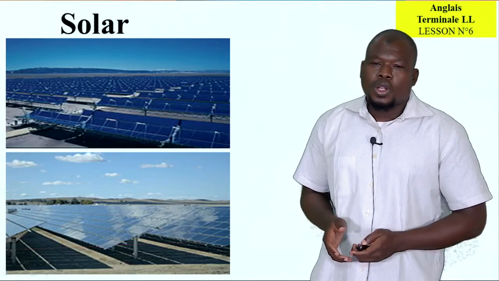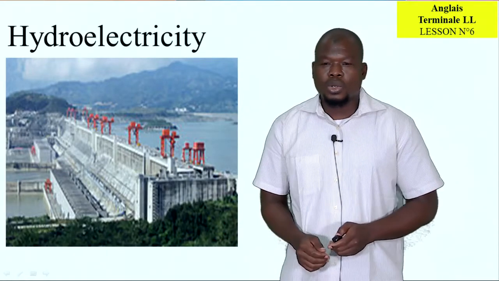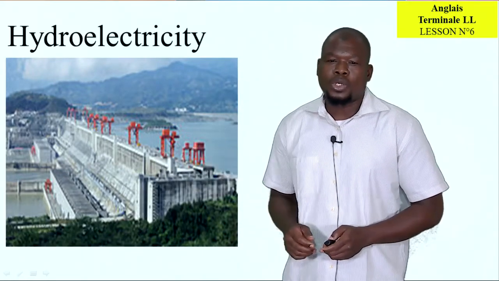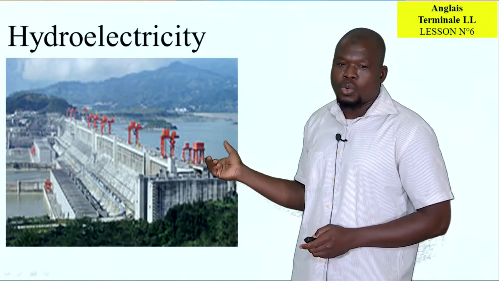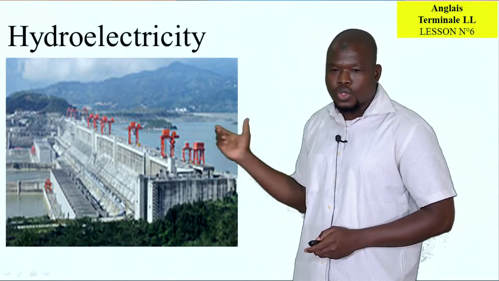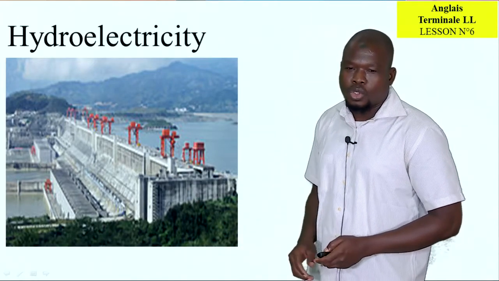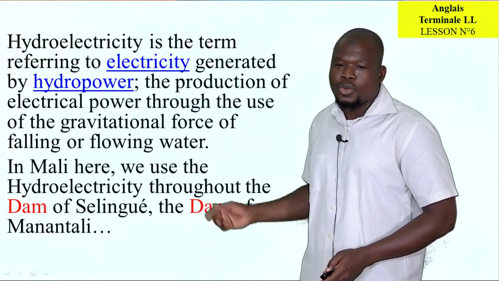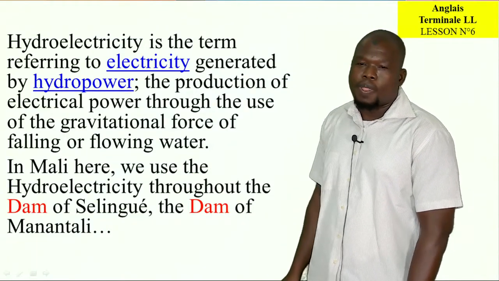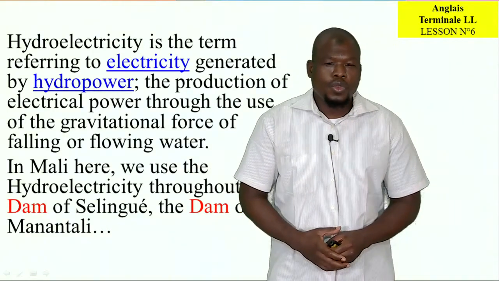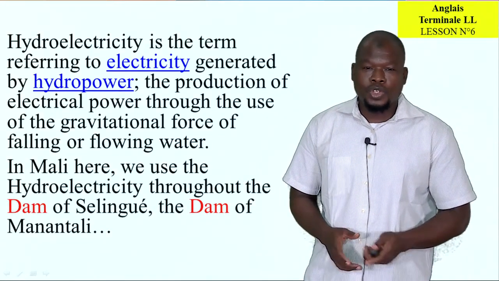So let's move to this. You can see it's non-renewable. This is hydropower. This is renewable energy. That's hydropower. We can use water anytime to produce electricity through the dam. As I told you, in Mali we use hydroelectricity through the dam of Selengue, dam of Manantali. Okay, I guess you understood very well what I've said.